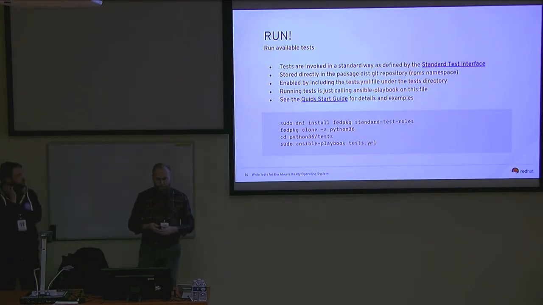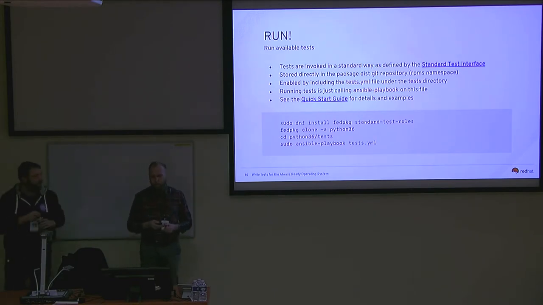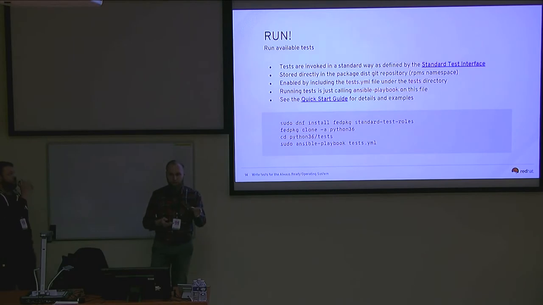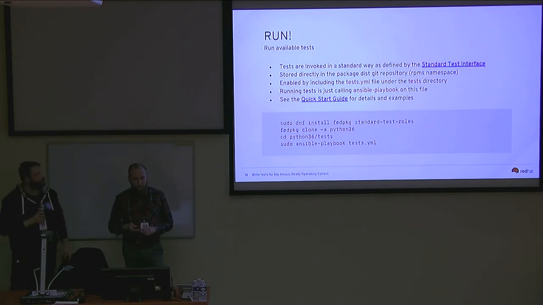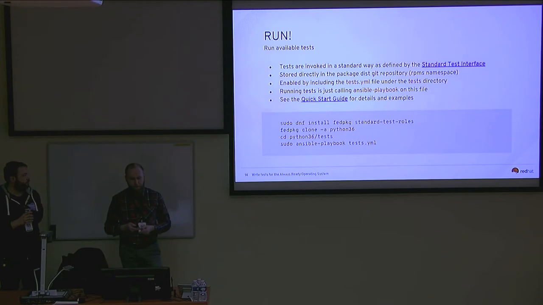So if you would like to run a test, there is a definition in the standard test interface saying that you would place a file named tests.yaml under the tests directory in the dist-git in the RPM's namespace, where the spec files lie. And then executing the test is as simple as calling just ansible-playbook on this tests file. And the quick start guide lists all these steps.